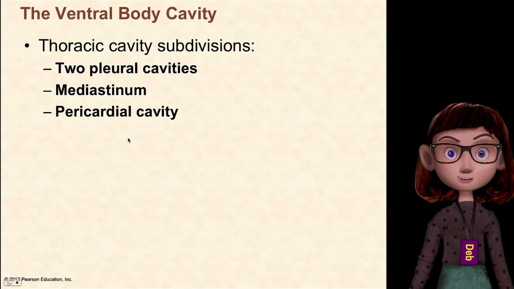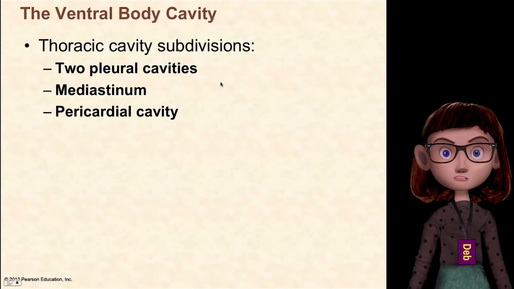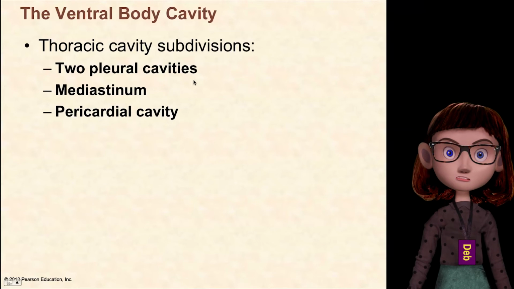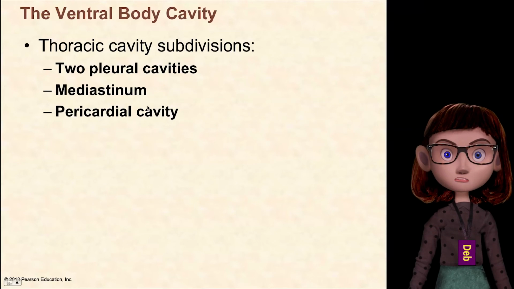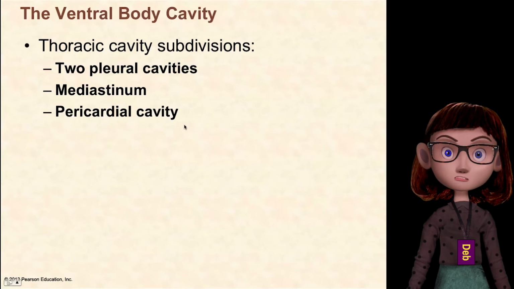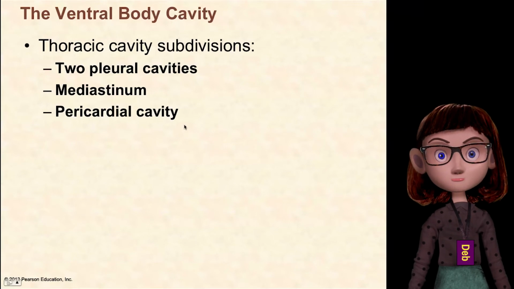The thoracic cavity also has subdivisions. There are two pleural cavities that surround each lung. The mediastinum is in the middle over the sternum, and then your pericardial cavity is where the heart is encased.